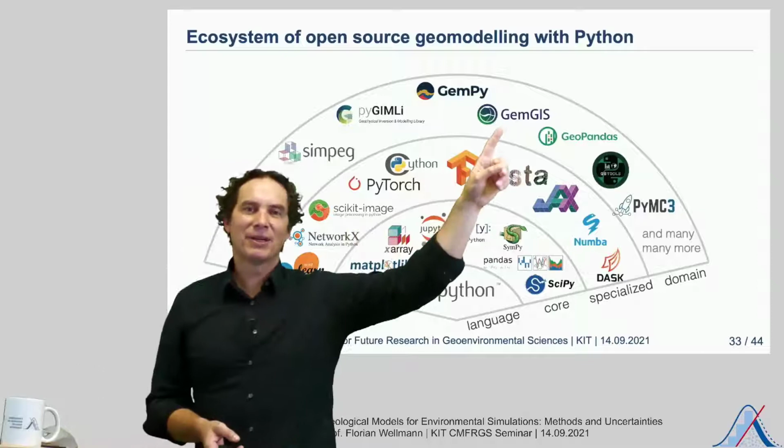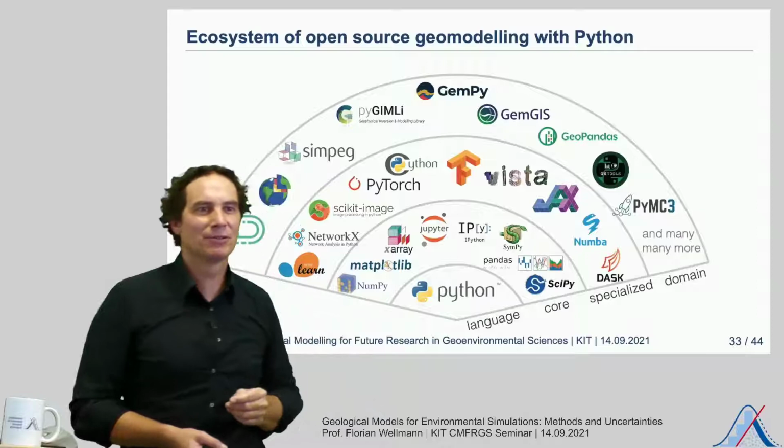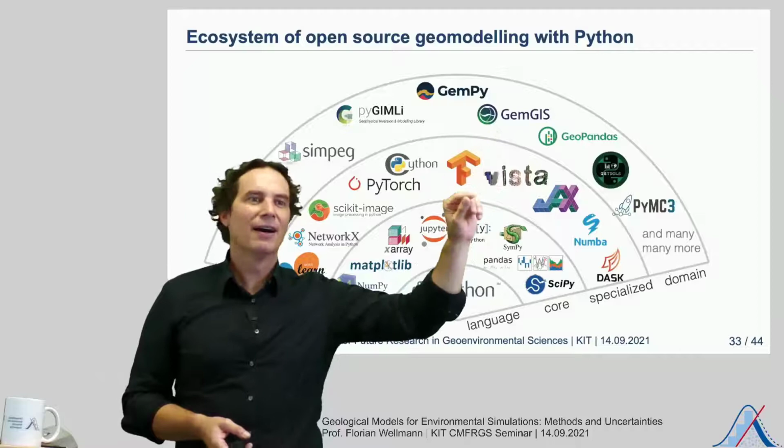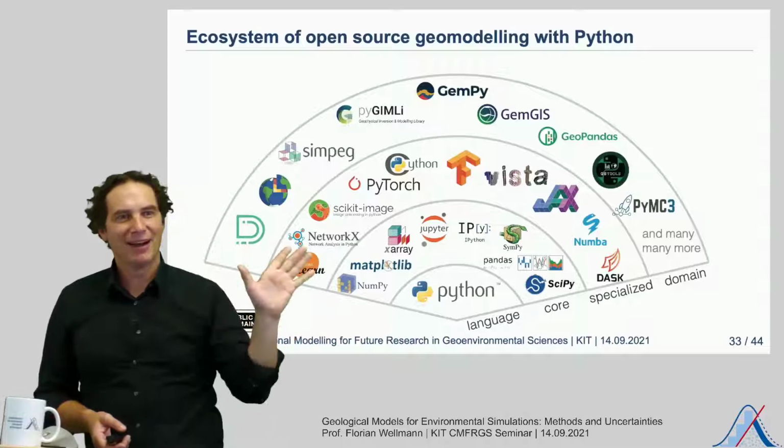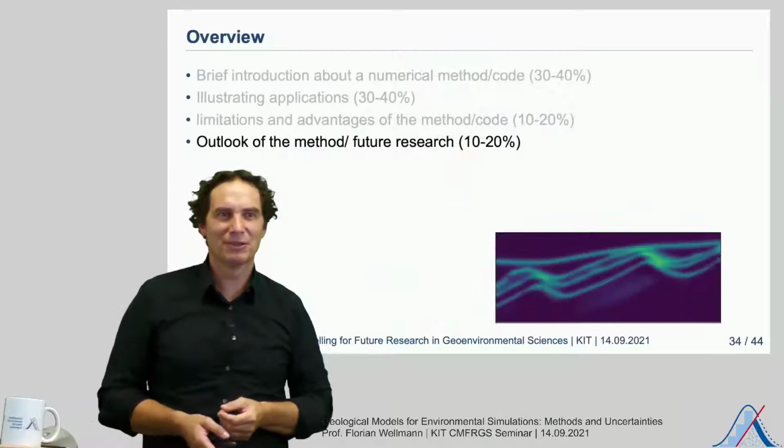We have methods that make working with geographical data easier. GemGIS is a fantastic project by Alexander Jüstel, who actually also works on developing inputs for GenPy. We have GeoPandas. So there's a whole range of projects at the moment. And I think it's fantastic to see these developments, and something which I'm really looking forward to evolving over the next couple of years.